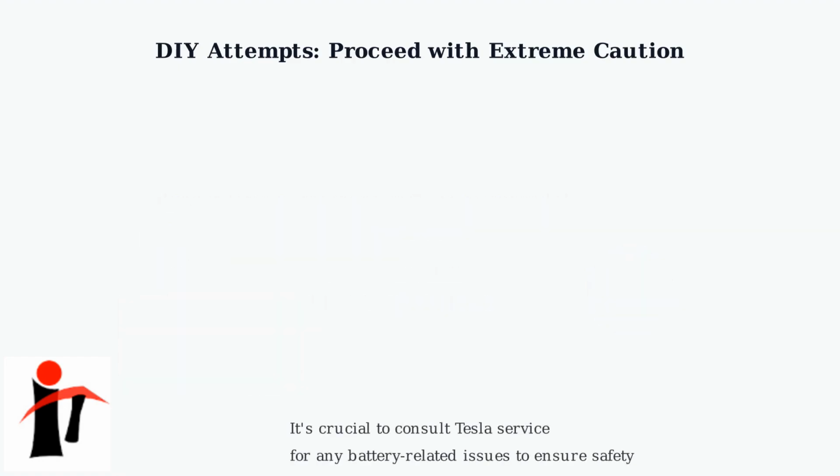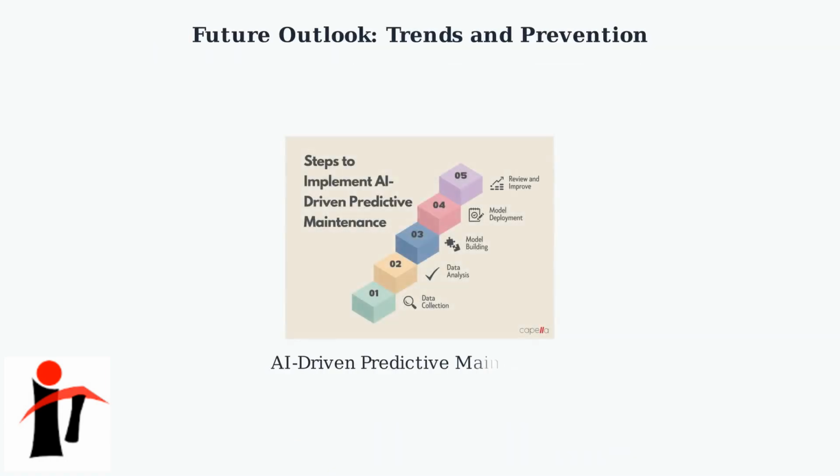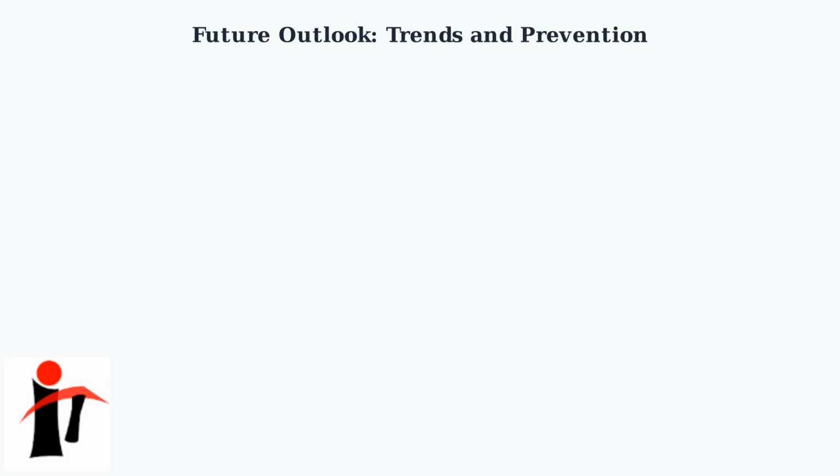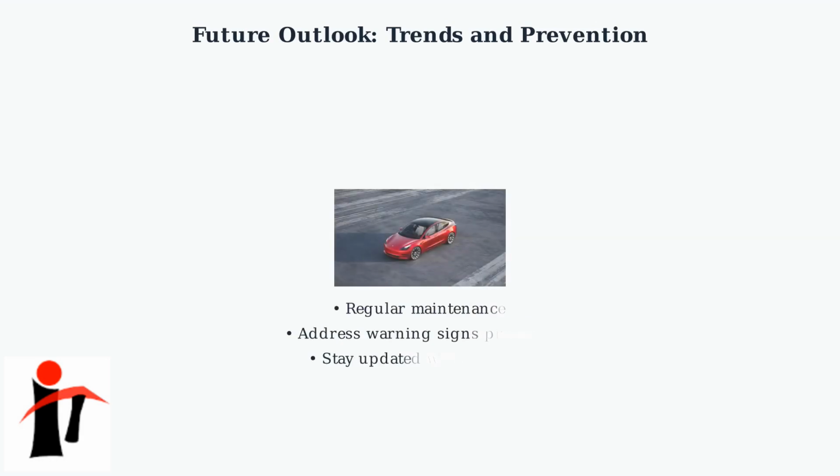It's crucial to consult Tesla service for any battery-related issues to ensure safety and maintain warranty coverage. Professional technicians have the proper training and equipment to handle these high-voltage systems safely. Tesla is actively improving BMS technology in newer models like the Cybertruck and refreshed Model 3s with more robust designs and AI-driven predictive maintenance. The transition to solid-state batteries in the future could potentially eliminate BMS A035 errors altogether. Until then, ensure your Model 3 receives regular maintenance, promptly address any warning signs, and stay updated with Tesla's latest software releases to minimize the risk of encountering this error.